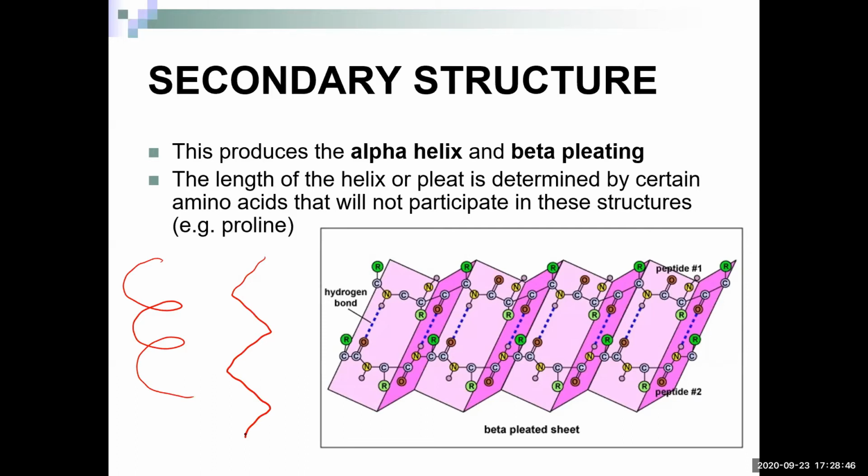It's like a paper that is folded, so that is the beta-pleated sheet. While the alpha helix is like a crumpled paper that is twisted. The length of the helix or the pitch is determined by certain amino acids that will not participate in these structures. Example, we have proline.